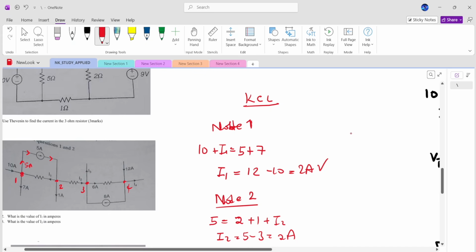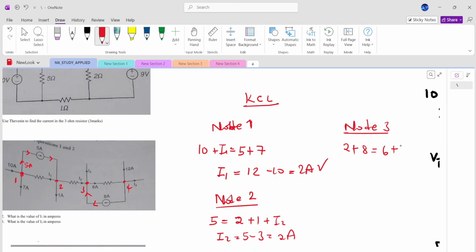Okay, let's go to node 3. Node 3 is saying that at node 3 we have I2 coming in, I3 going away. Look at the current source 8. It is coming into the node. It's producing the current that is coming into the node. So we are going to say I2, which has a value of 2, plus 8 is equal to 6, which is leaving, plus I3, which is also leaving. So we are going to say I3 is equal to 10 minus 6, and that is going to give me 4 amperes, right?